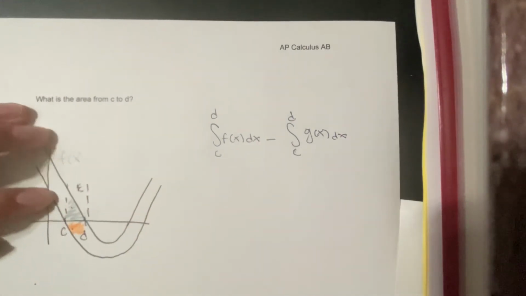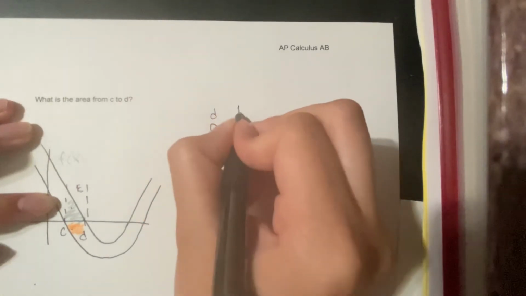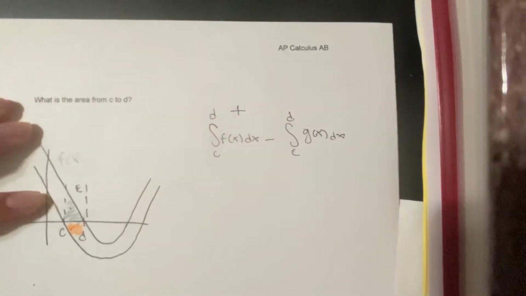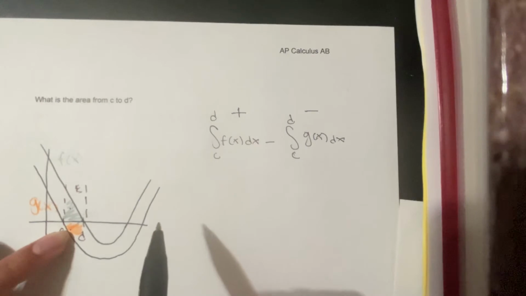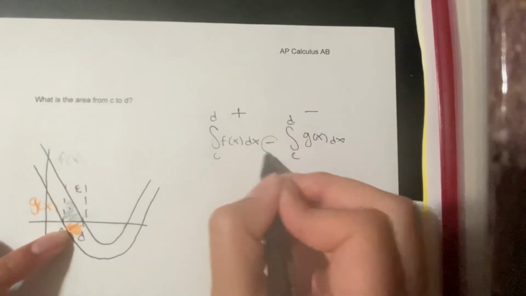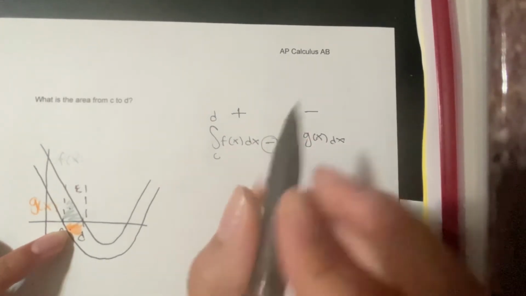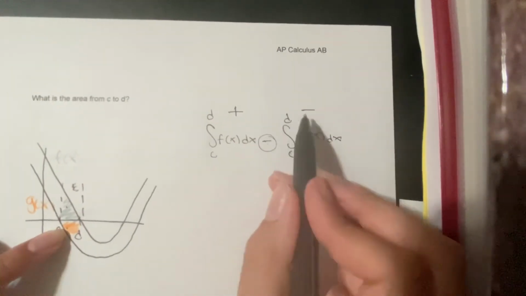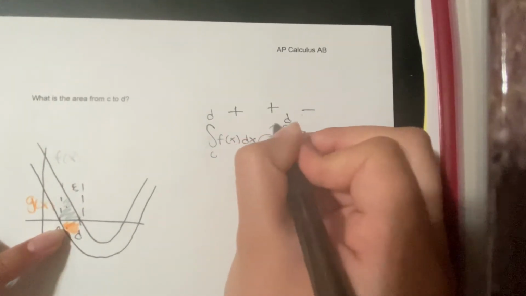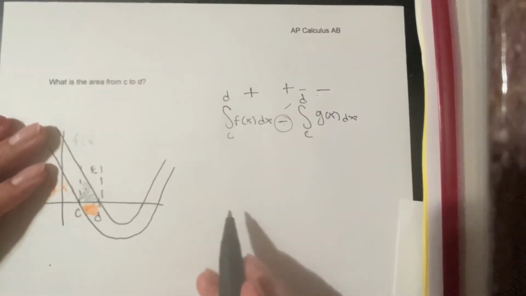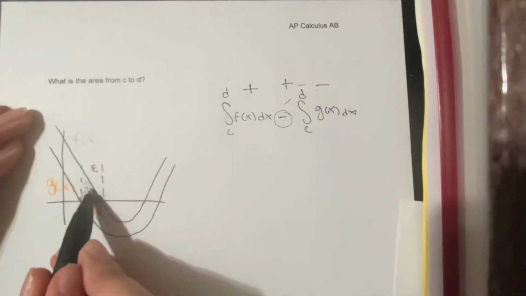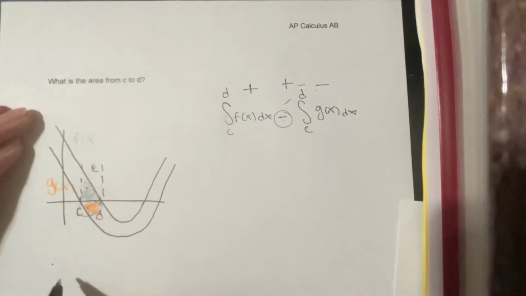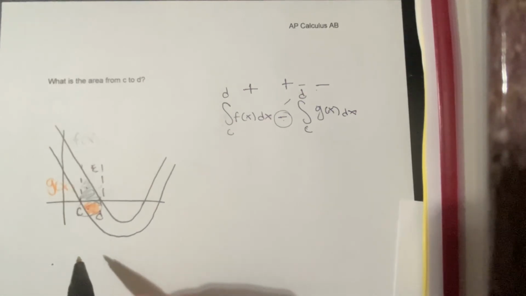We know from looking at the graph that f of x's area is going to give a positive value. And we know that g of x's area is going to give a negative value. But we also know that there's a minus sign right here. And using basic algebra skills, we know that two minuses make a plus. So basically what we're doing here is we're going to add the area of g of x to the area of f of x, which is going to give us the area between the two curves, which is what we wanted to find in the first place.